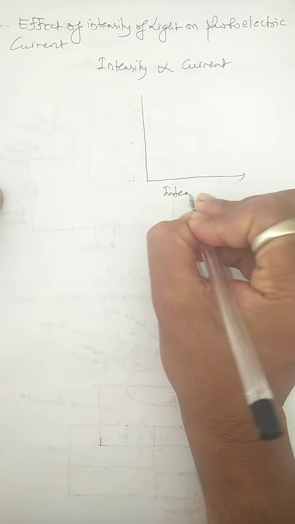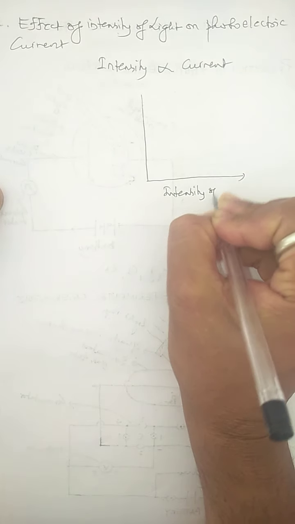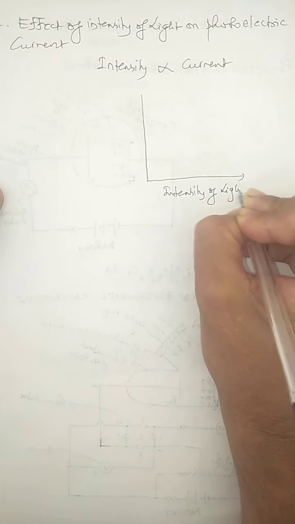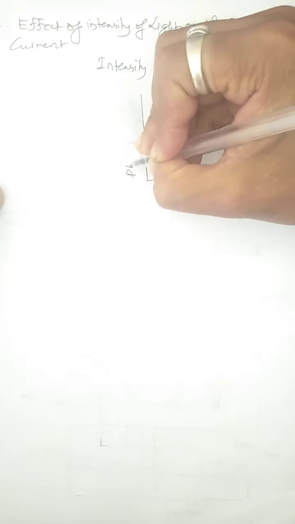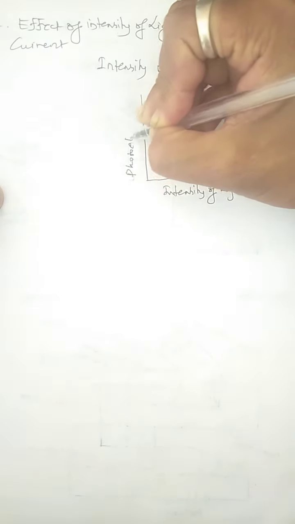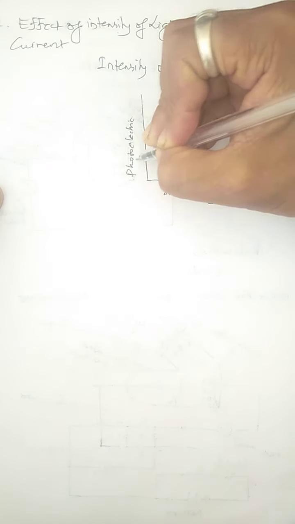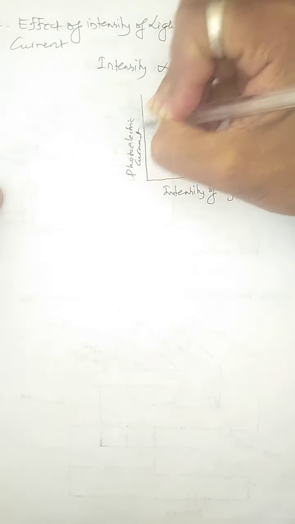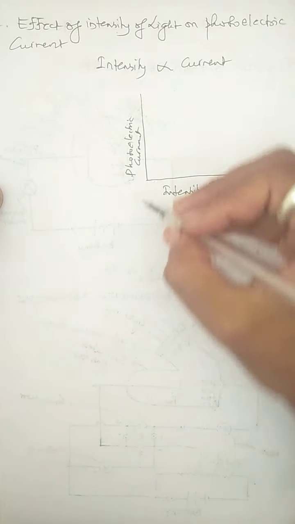Intensity of light. Children, look at this graph carefully. Intensity of light versus what? Photoelectric current. Okay, let me write this way. Photoelectric current. So it was found that when intensity of light increases, photoelectric current also increases.